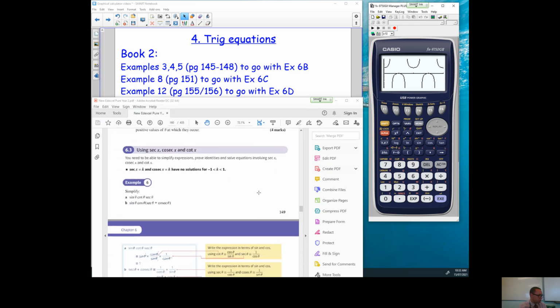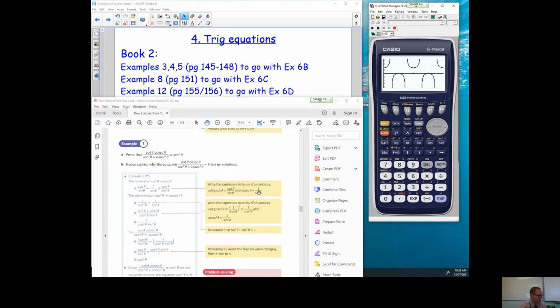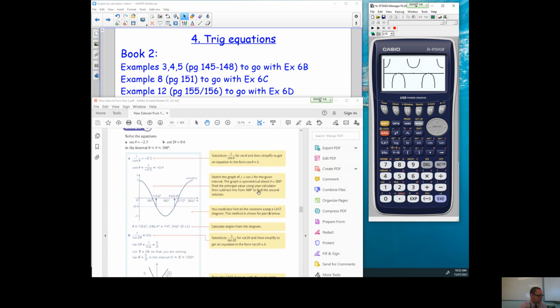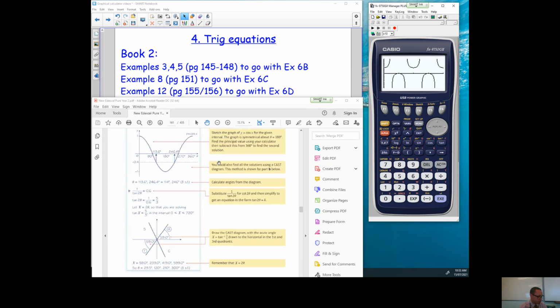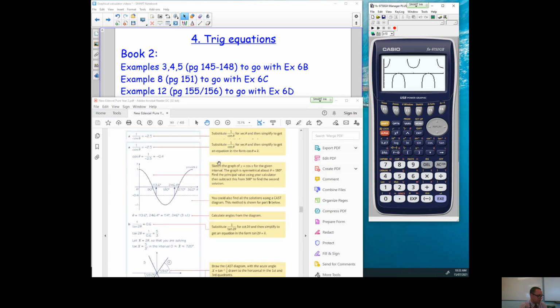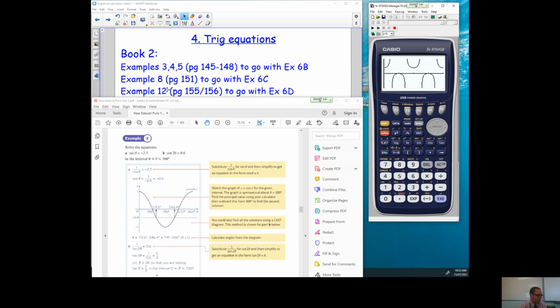So it's just one example I think I was going to do on this one. Example 8 was the one I was going to look at, which is starting to solve equations, which again is relatively straightforward to do as long as you key it in correctly. So for example 8, we've got two parts to this. Our first part is sec theta equals minus 2.5.